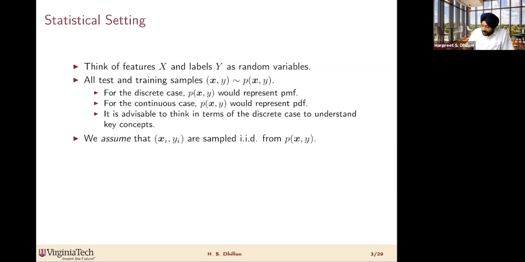Features X and output Y, which is written as XY here, is sampled from a joint distribution PXY. It would be a PMF if we have a discrete case, and a PDF if it is a continuous case, right? So we'll be using the same notation here.